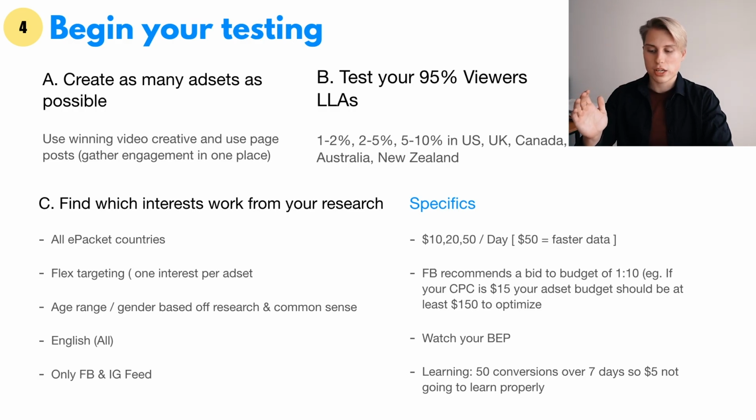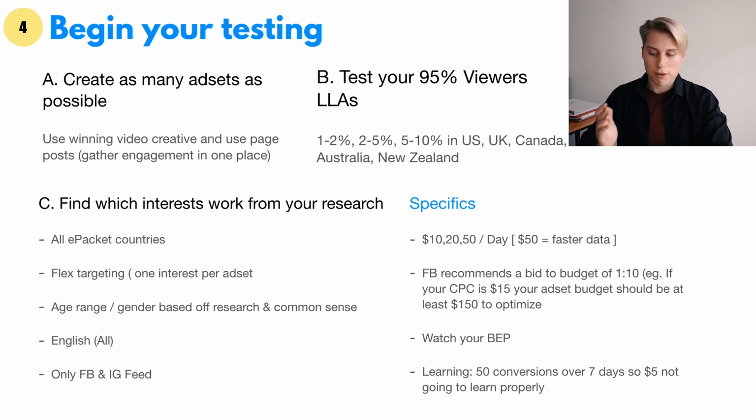Here's the thing. Facebook recommends a bid to budget of 1 to 10. So if your CPC is $15, your ad set budget should be at least $150 to optimize. Okay, so let me explain that a little bit more. Let's say, for example, that you have a product and its cost is $10 and its profit is $5. You're 1 to 10, you want to take that $5, multiply it by 10, you're going to get 50, and that is going to be your daily budget for that ad set.